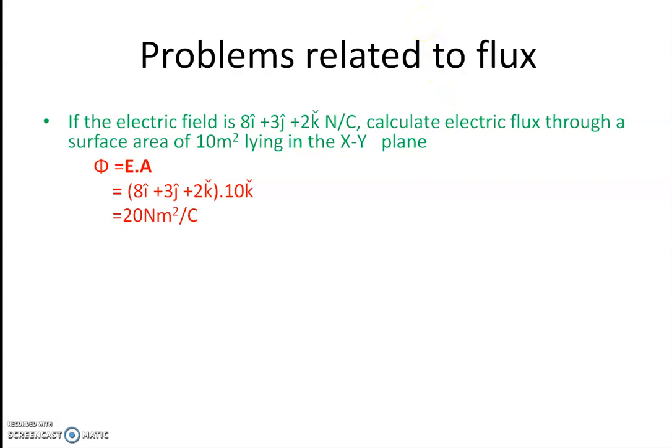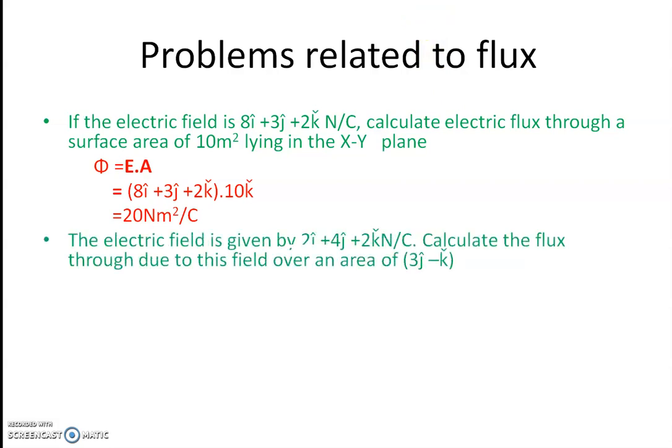Okay. So now we'll discuss another problem. The electric field is given by 2I plus 4J plus 2K Newton per Coulomb. Calculate the flux due to this field over an area of 3J minus K. Here the area vector is already given, so you can directly substitute in the flux formula. You can write phi is equal to E dot A. Now you can substitute the value of E: 2I plus 4J plus 2K dot 3J minus K.